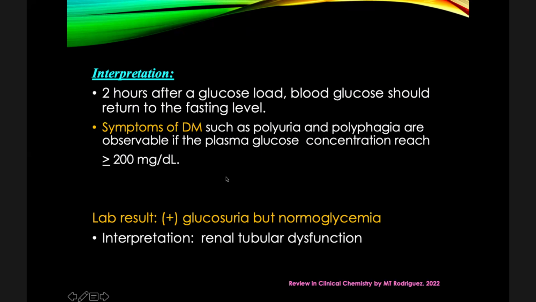What is the answer? Non-DM. Non-DM but with renal tubular dysfunction. Take note, non-DM but with renal tubular dysfunction. It means damage to proximal convoluted tubule. Remember that the PCT, the proximal convoluted tubule, that is the renal tubule responsible for the complete reabsorption of glucose. Pag sira ang PCT, wala tayong magagawa. There is glucosuria in the presence of normoglycemia.